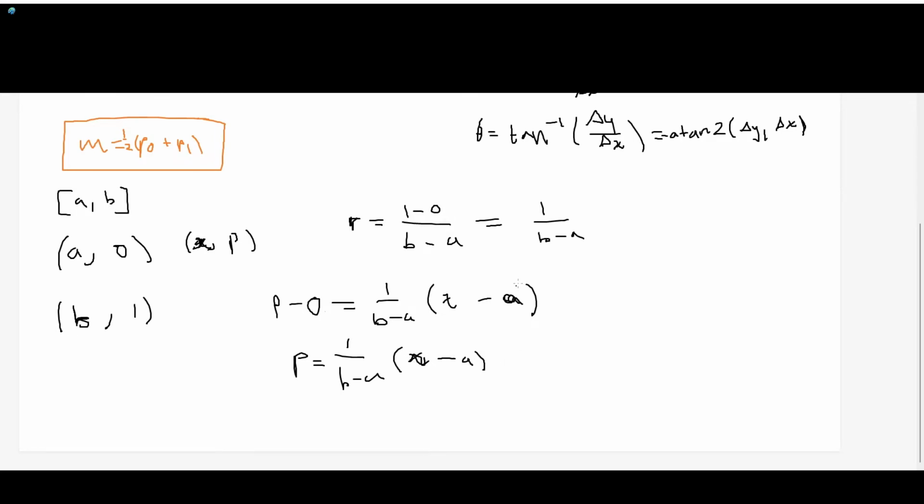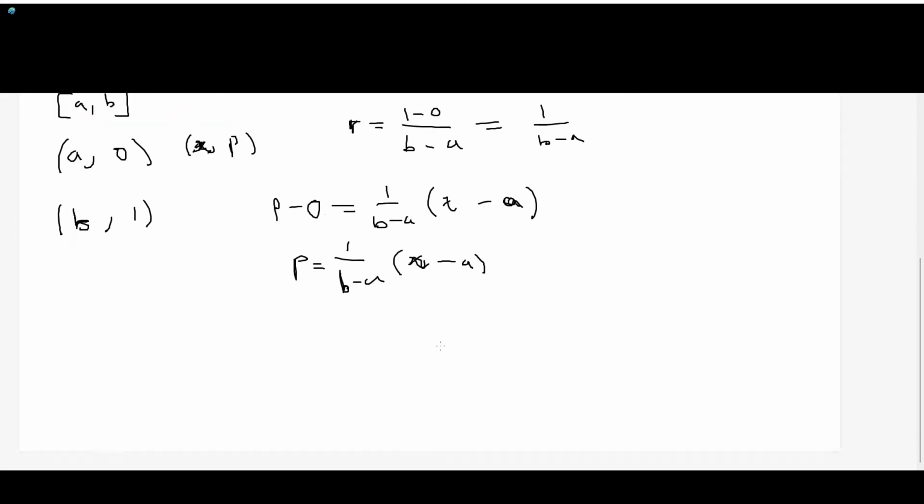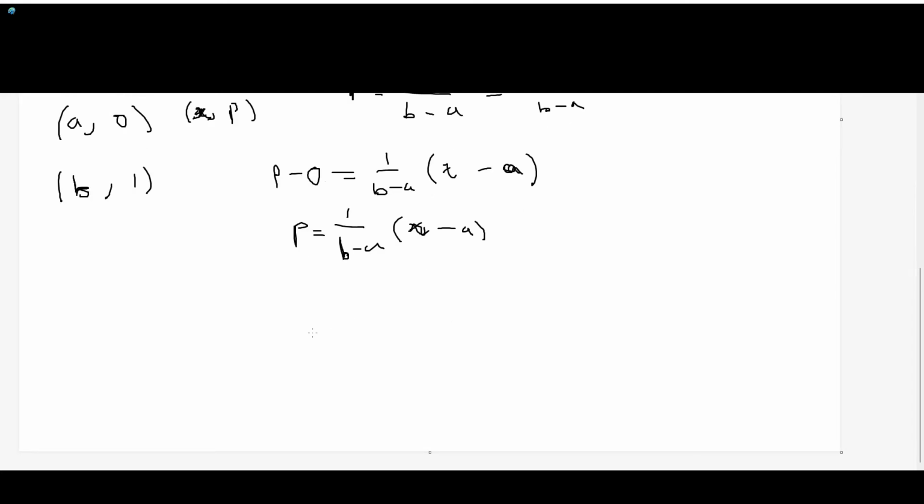a. And sorry my handwriting is so bad. I'm trying to like draw this on a computer. It's kind of hard. Let me just make this a little larger. Alright, and now we can just simplify this expression to get p.